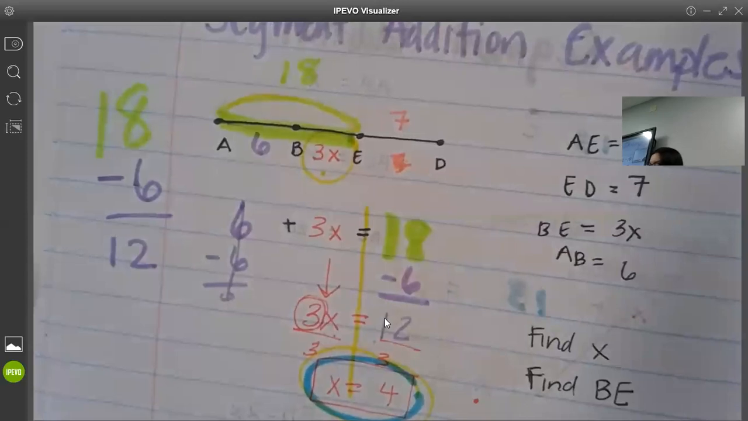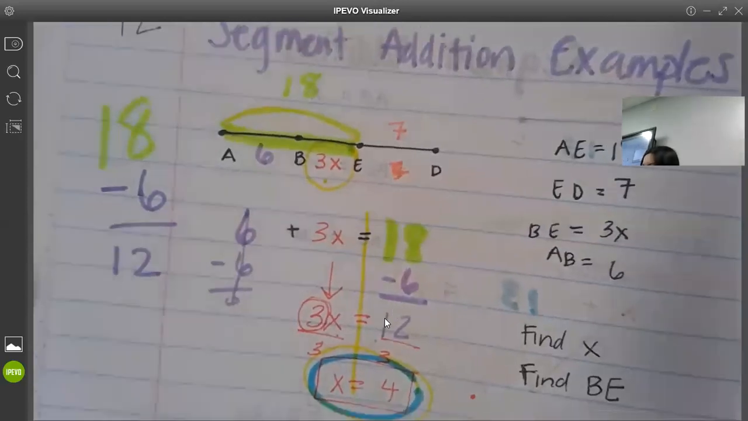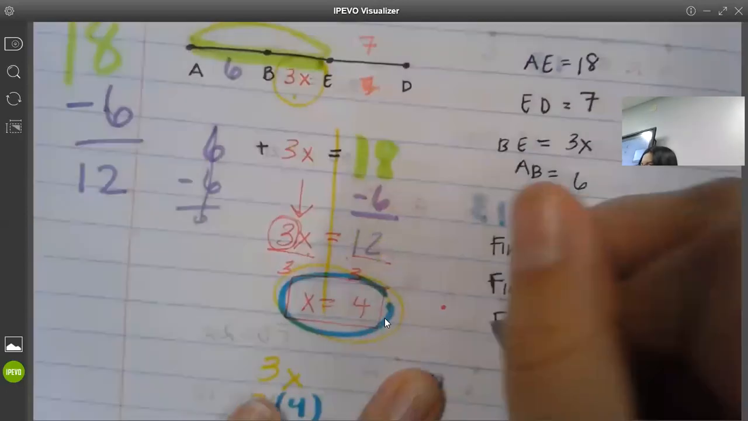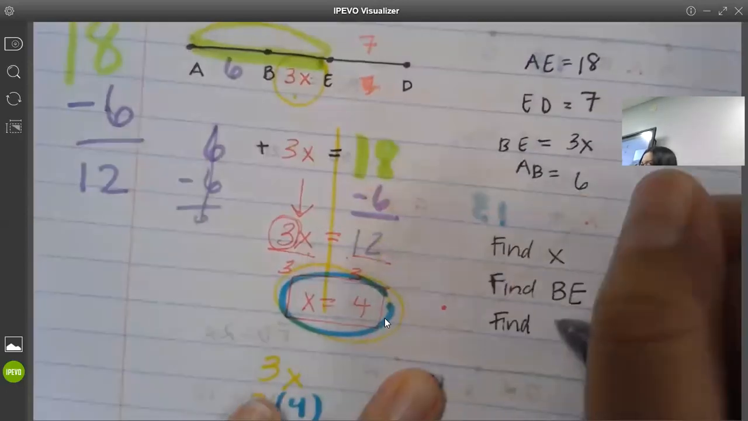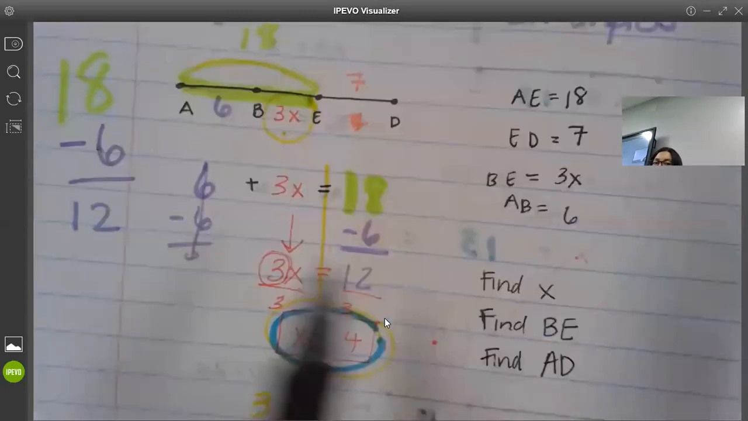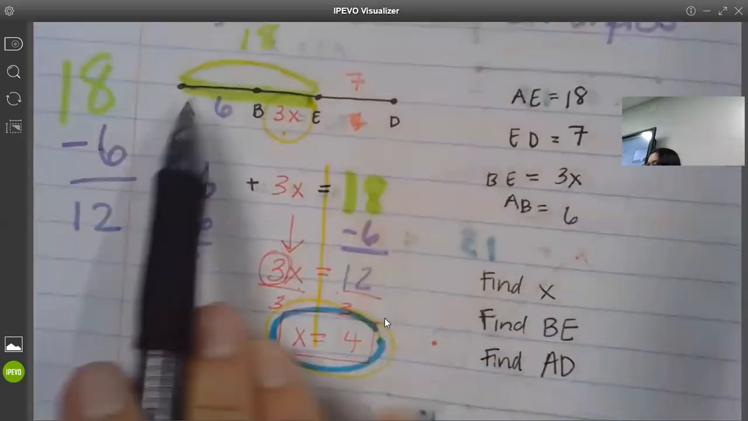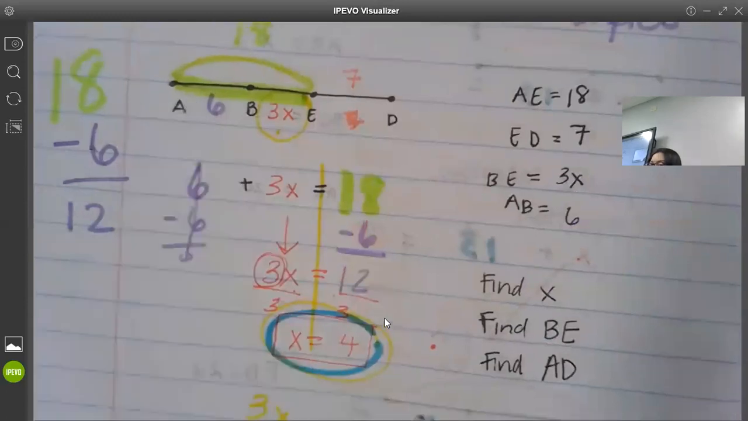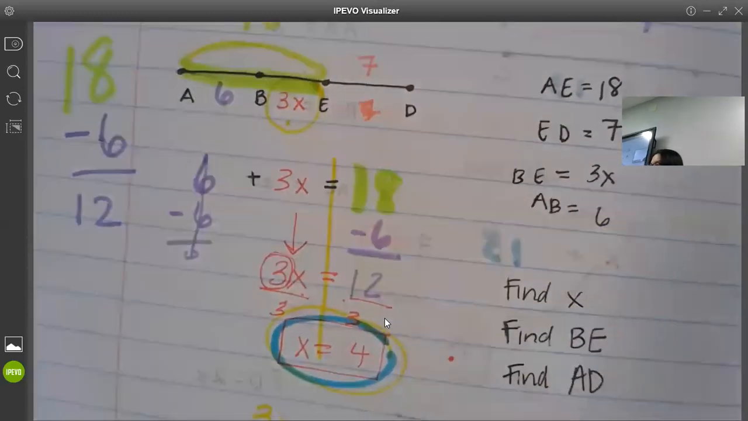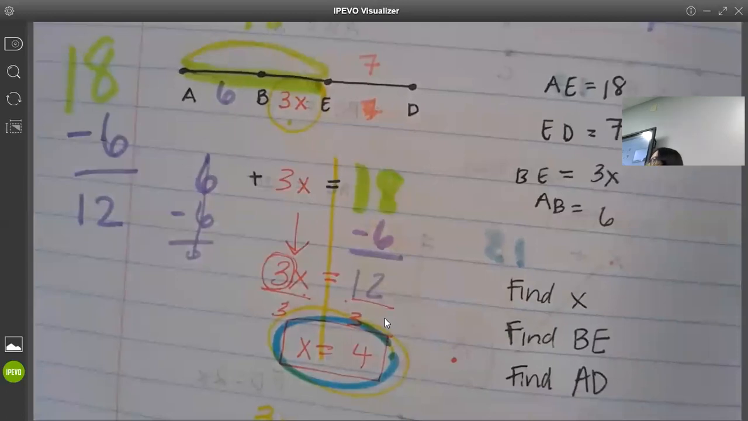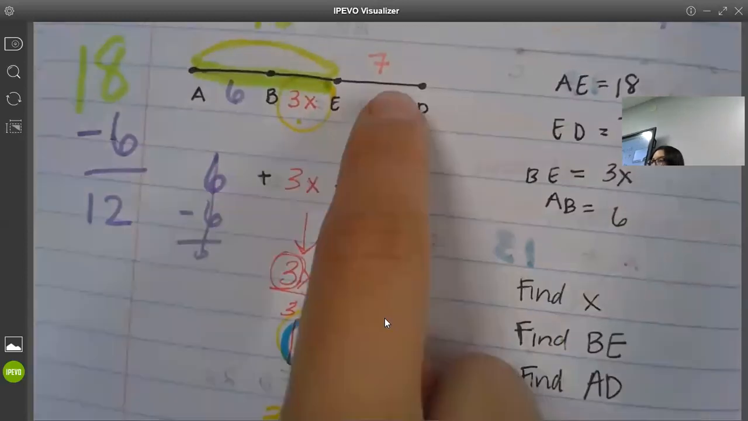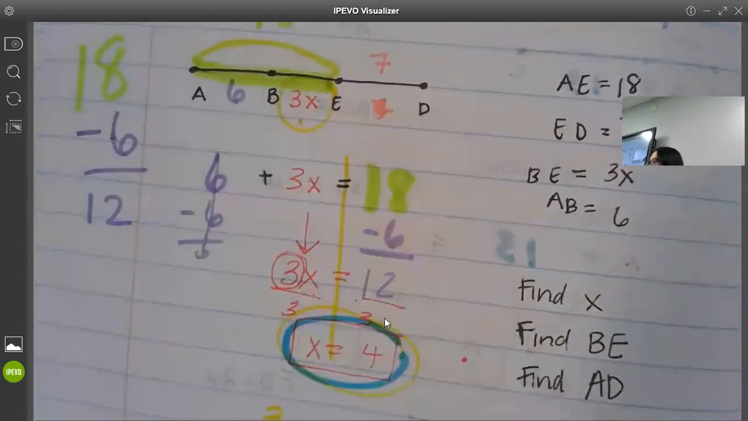Okay, moving on. Last check. Purple check. Last check for this problem. You're gonna find AD. AD is from A to D. This is the last purple check of this problem, and then we'll do a new one again. All right, AD, from A to D. I'll put a purple check on your paper. From A to D, AD.